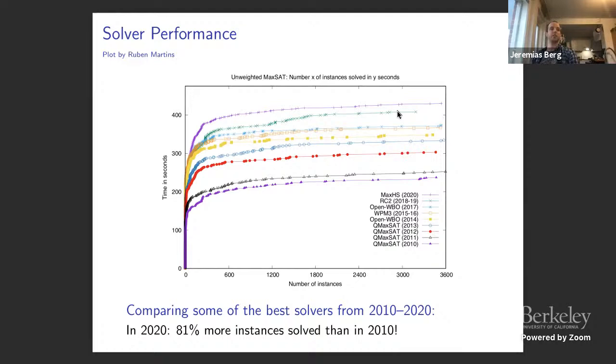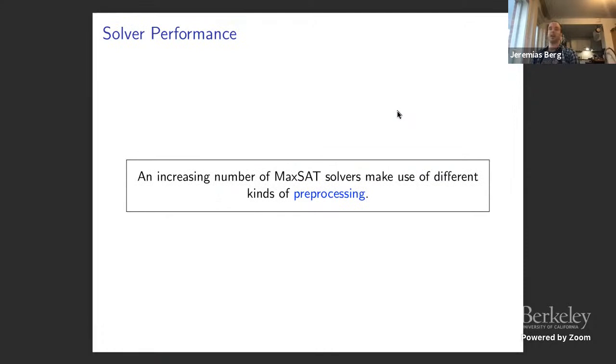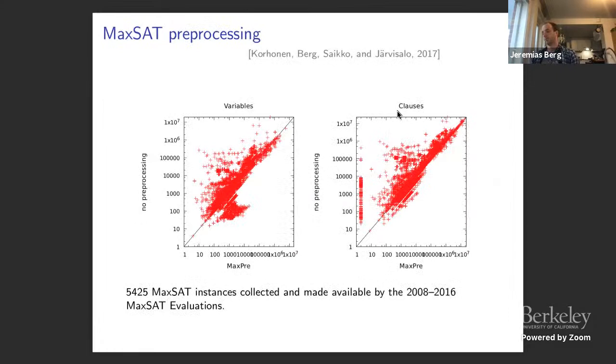And in addition to solver technology itself and SAT solvers getting better, I would argue that much of this improvement is also due to more and more solvers making use of different kinds of preprocessing. The motivations for why you would want to use preprocessing in MaxSAT are very similar to what we heard Benjamin say. When you encode your problems as CNF, you might end up with lots of redundancies, and you want to use automatic techniques for removing these redundancies and making your formula easier for a MaxSAT solver to solve.